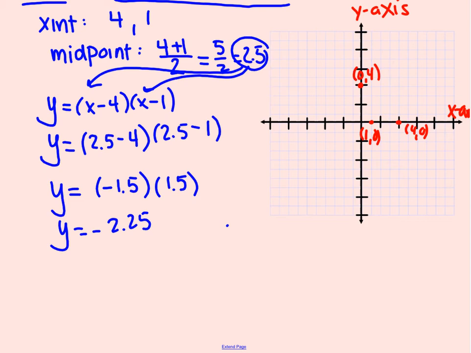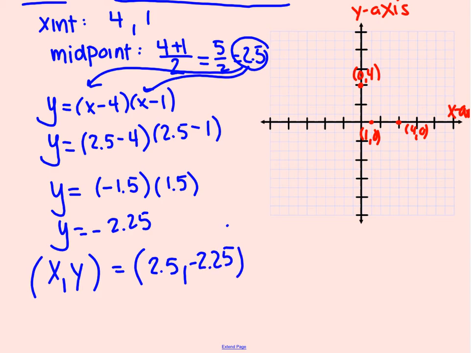So the vertex then is at x, comma, y. Our x was the midpoint of the x-intercepts, and the y was negative 2.25. All right, we can go ahead and graph that point. So we're over 2.5 on the x, and then down negative 2.25. So about there. 2.5, negative 2.25.